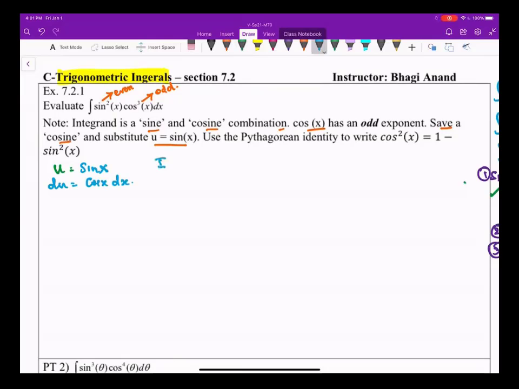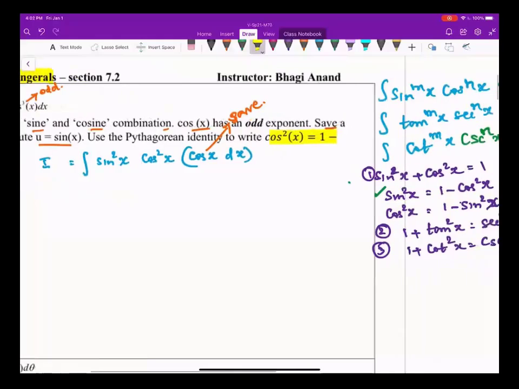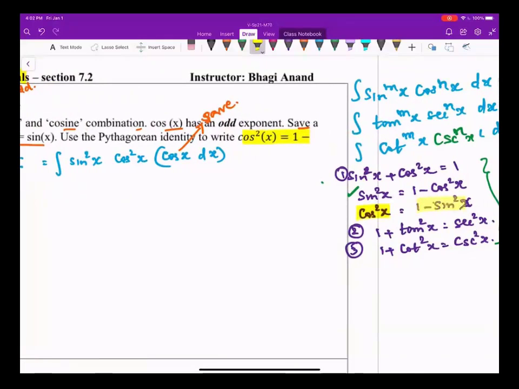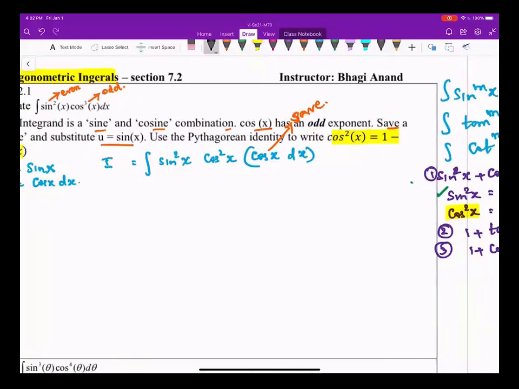Then we will write the given integral as I, as we normally do: the sine square x, which we are going to replace by u. Then we have cosine cube x. We are going to write that as cosine square times cosine x dx, because we are going to save one of the cosines. That's the one we are saving. So cosine cube can be written as cosine square times cosine x. Now we are also going to use the Pythagorean identity, cosine square equal to 1 minus sine square. So that is the Pythagorean identity.